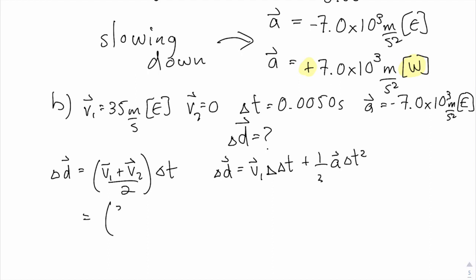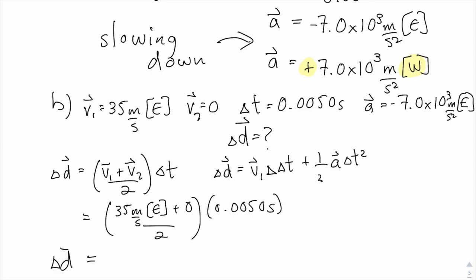We'll sub and solve: 35 meters per second east plus 0, divided by 2, times 0.0050 seconds. If you punch this into your calculator, you should end up with 0.088 meters east. That is correct to two significant digits.